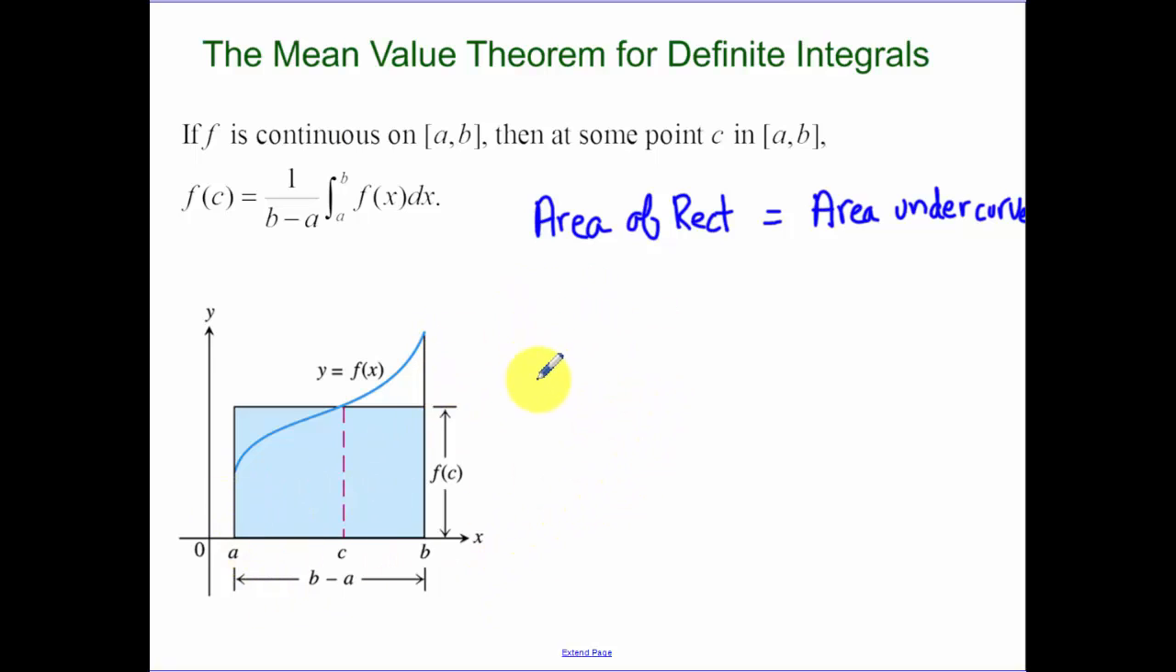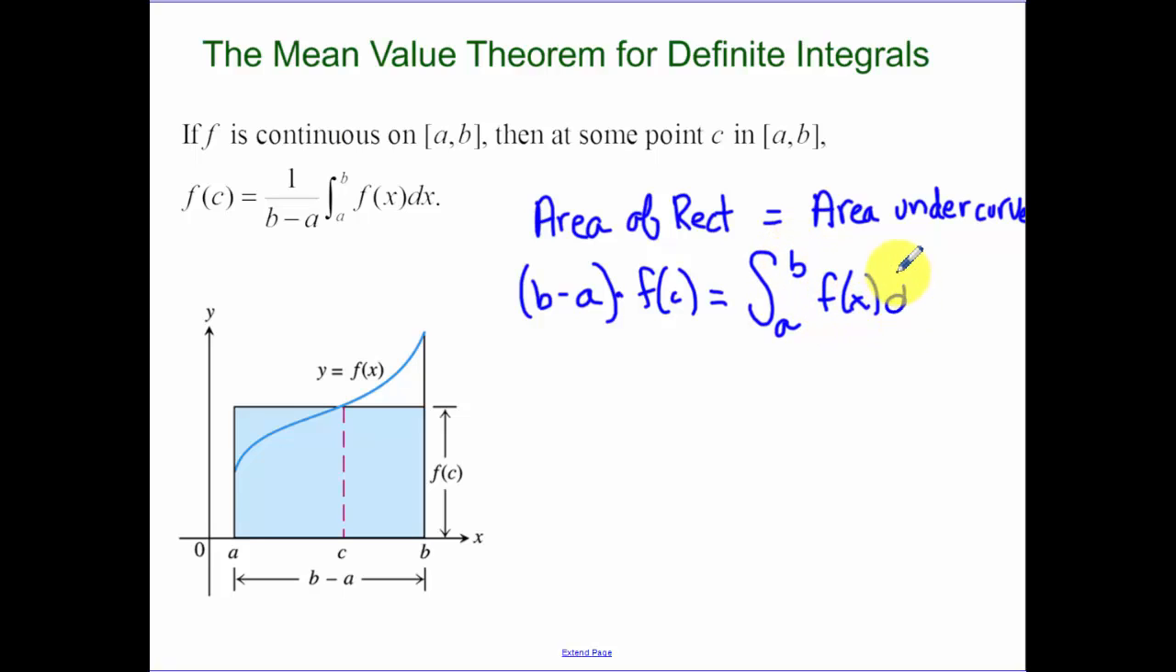So how do I find the area of the rectangle? Well, you have your height, which is f of c. Okay, that's my height. My width is b minus a. That equals the area under the curve. Remember, area under the curve is our integral from a to b of f of x dx. So I know that there is some point f of c where that is my average value. Okay, that's what this really means.